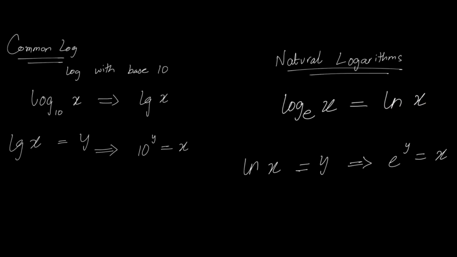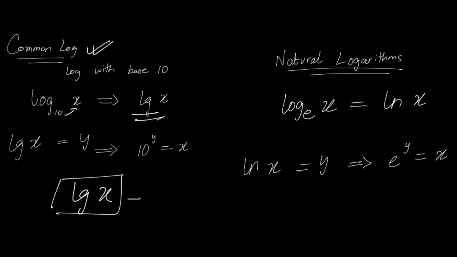Okay, so let's take a look at some other types of logs. First of all, we have a common log, which is a log with base 10. So basically we're finding what power we give to 10 to make it equal to x in this case. So the syntax of writing that is lg x. So if it is written like that, you should assume that it is log to the base 10. This is the same thing.